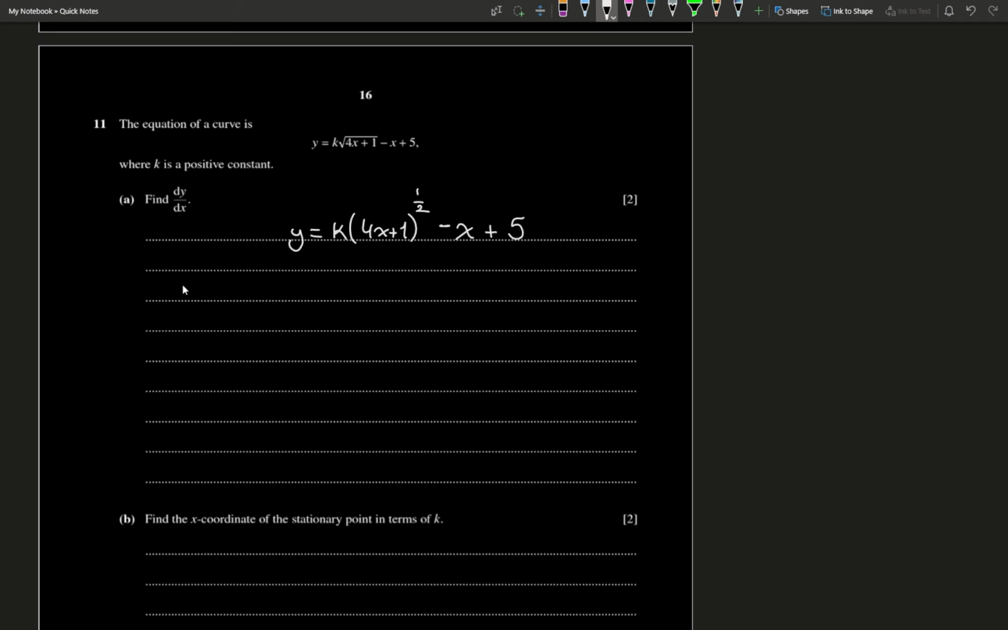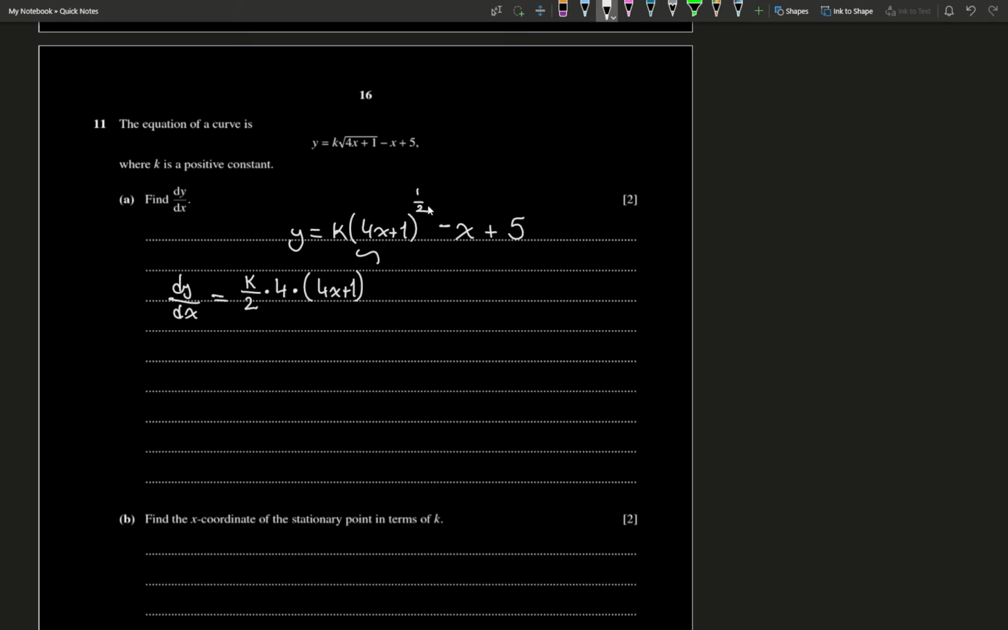First, let's differentiate. We write dy by dx is given by. To differentiate this term, we multiply the constant by the exponent of the bracket, so it is k over 2. Then we multiply by the derivative of what's inside the bracket, 4x plus 1. The derivative of 4x plus 1 is simply 4. Then we multiply by the same bracket, 4x plus 1, without the outside constant.